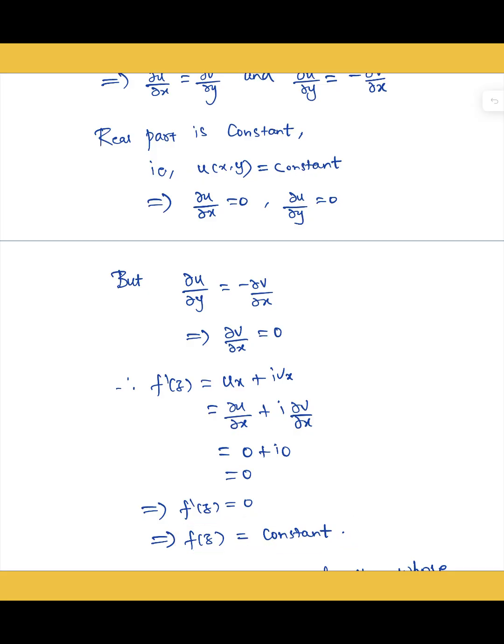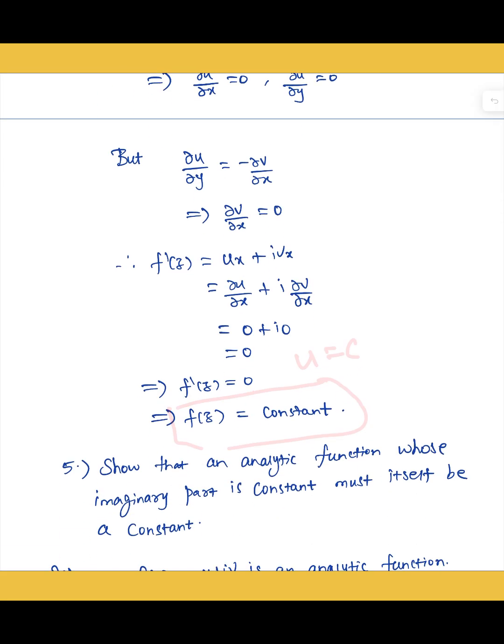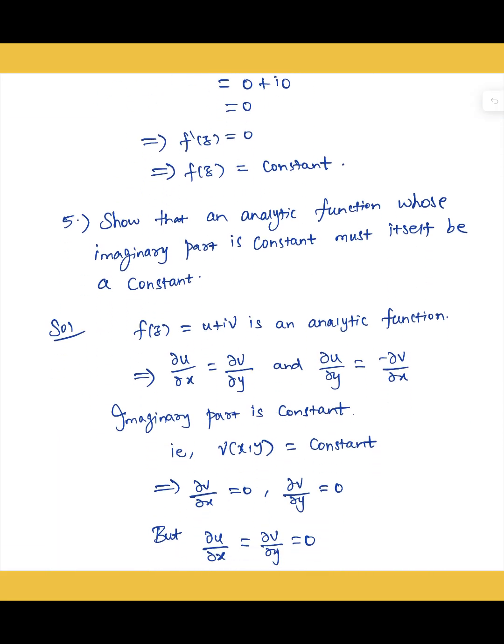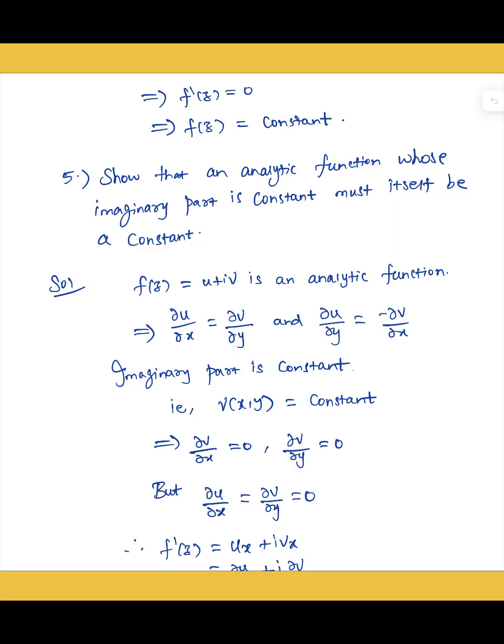So here what we have proved: if u is a constant, then f'(z) is 0 and f(z) is a constant. So this is what we proved. Now we will show this result: take the imaginary part as constant, and we will prove f(z) is constant.